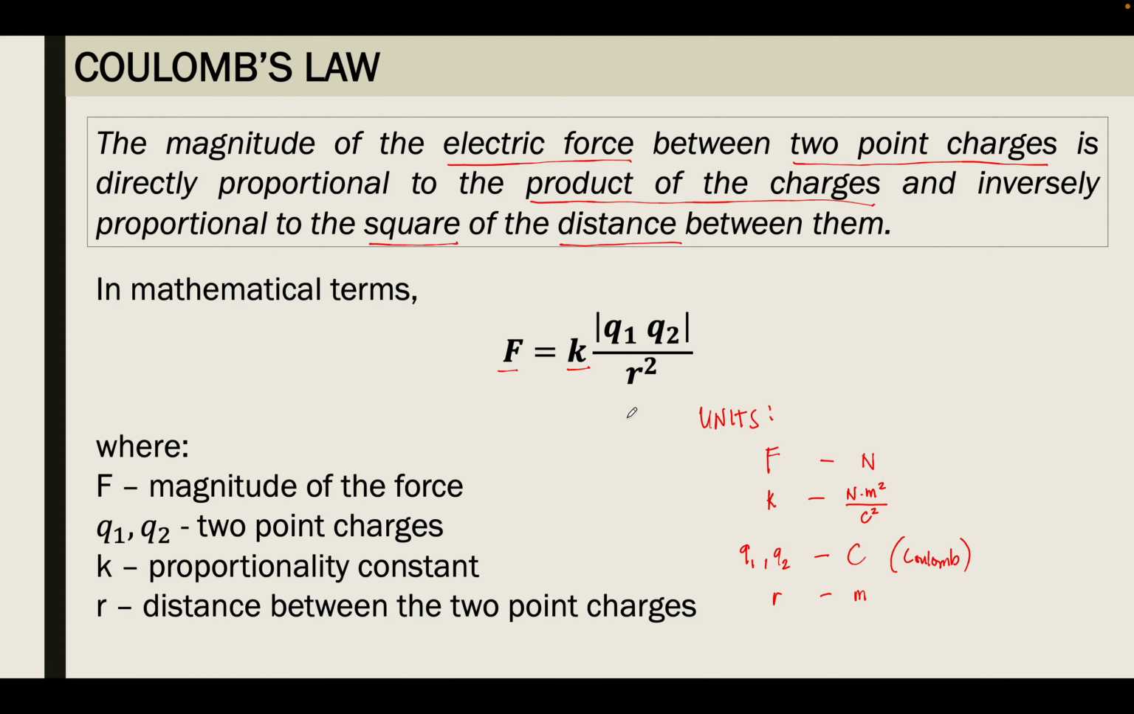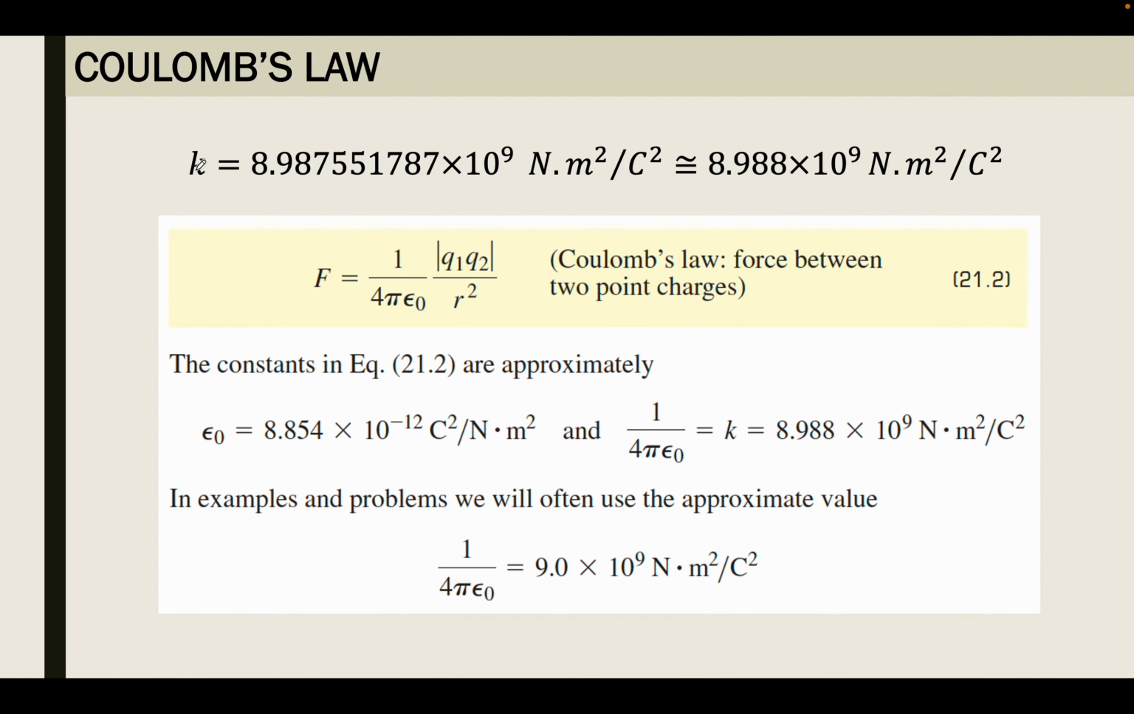Okay, so let's go back. So here, again, this is the value, 8.988 times 10 to the power of positive 9 Newton times meter squared over Coulomb squared. Okay. So now, equation 21.2 right here, as you can see, instead of K, we expressed it in terms of pi and epsilon naught. So we call this as epsilon naught, this one here. So, instead of K, we replace it by 1 over 4 pi epsilon naught.